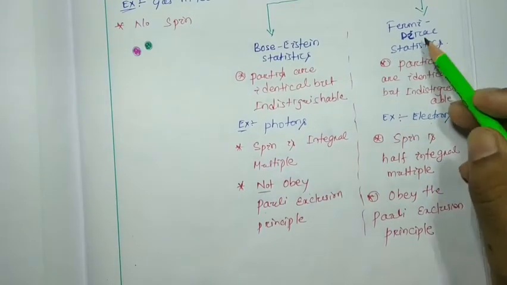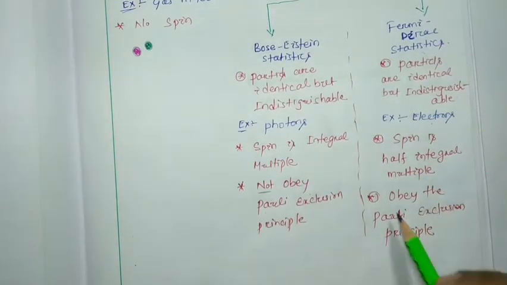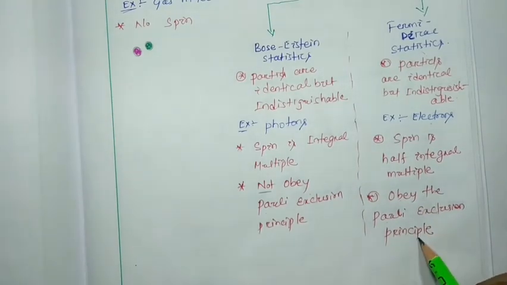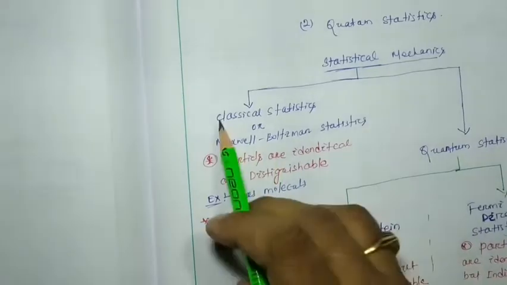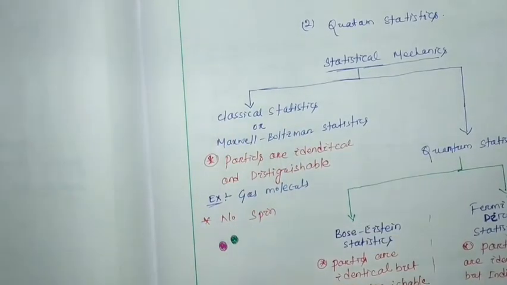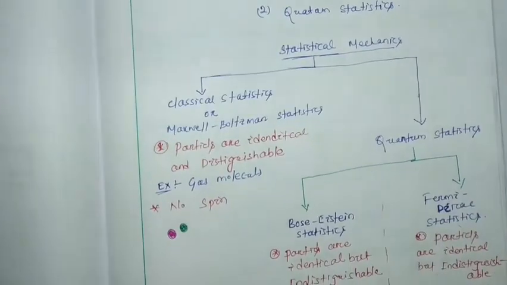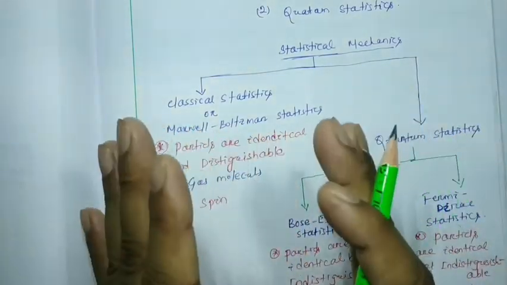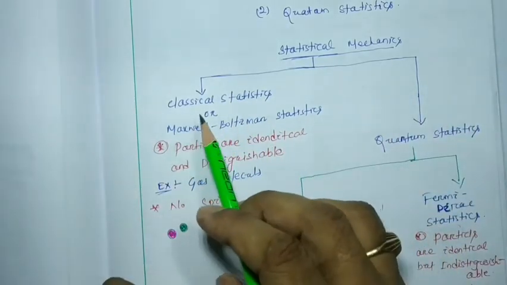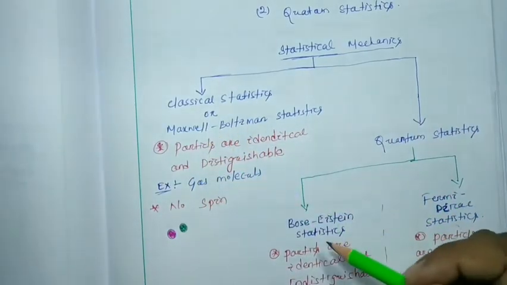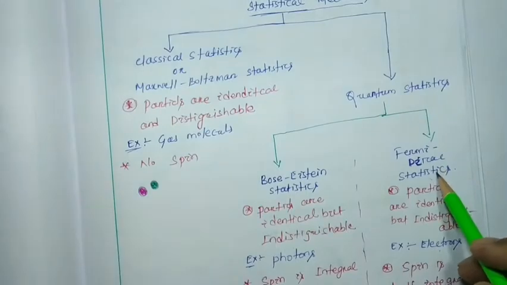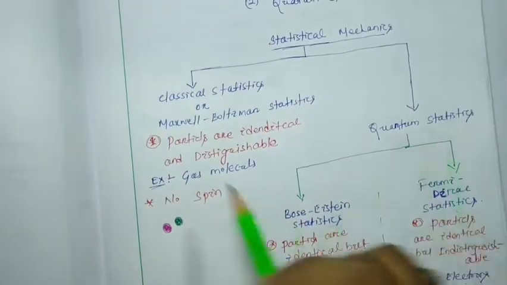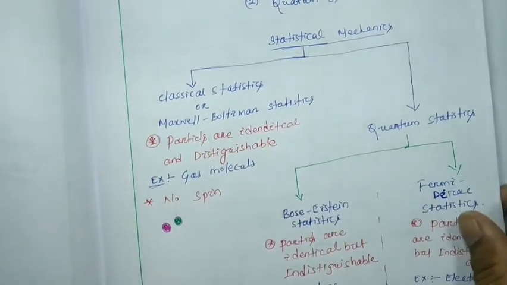But here for Fermi-Dirac, the particle has to obey the Pauli exclusion principle. Okay. So in case of classical statistics, the particles have no spin. So this is the basic idea about classification of Maxwell-Boltzmann, Bose-Einstein, and Fermi-Dirac statistics. In our today class, we are going to discuss broadly Maxwell-Boltzmann statistics and distribution.